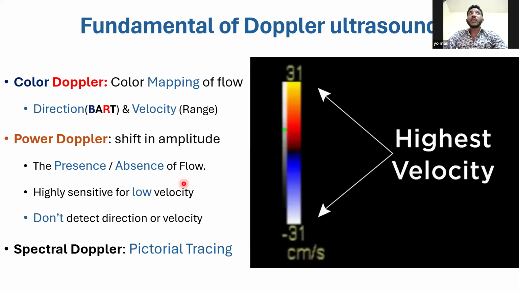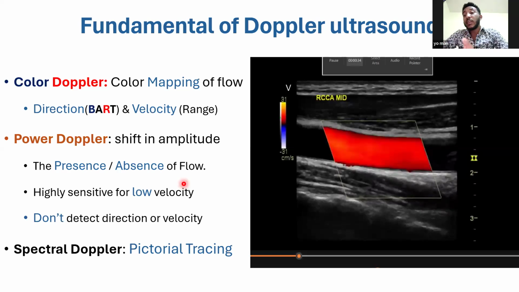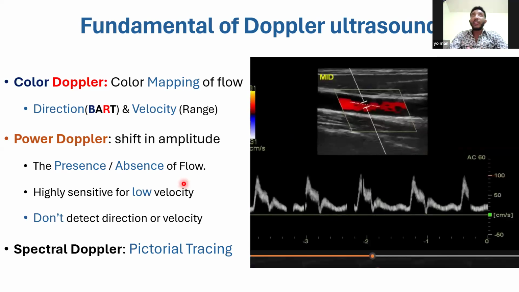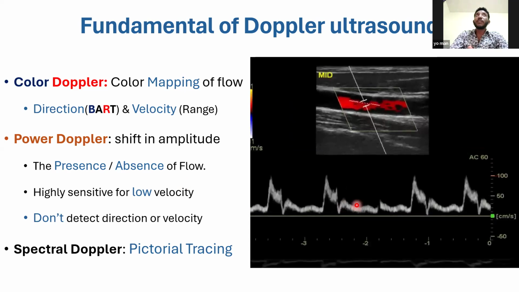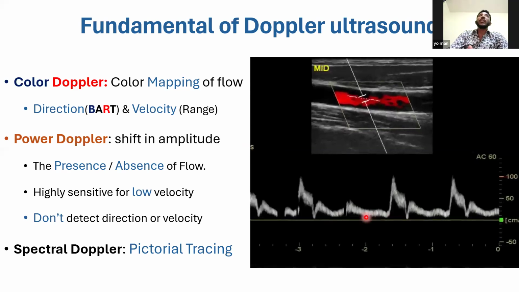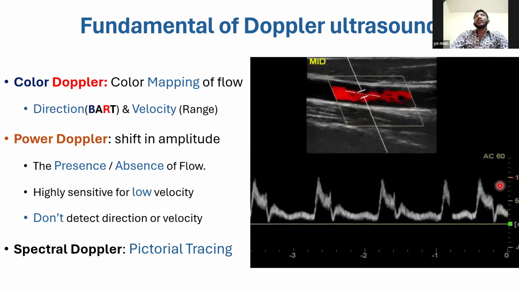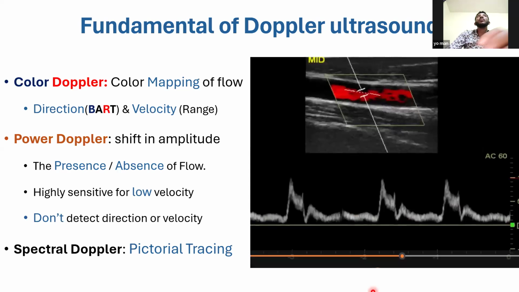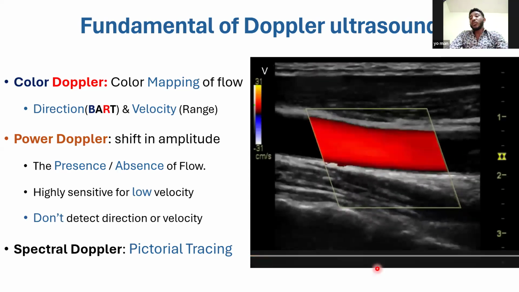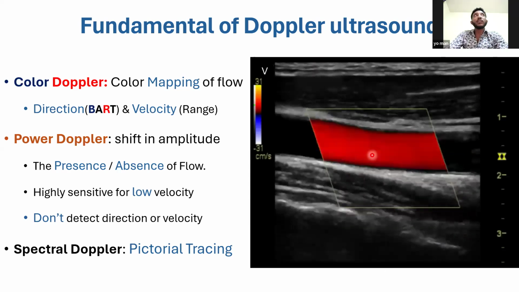The other thing is spectral tracing. What spectral tracing does is that the information that we get in the power Doppler and in the color Doppler will be traced as a waveform. On this graph, the x-axis is the time, and the y-axis is the flow velocity. So it's a real-time mapping of what would look like when we map either on the color or in the power Doppler.